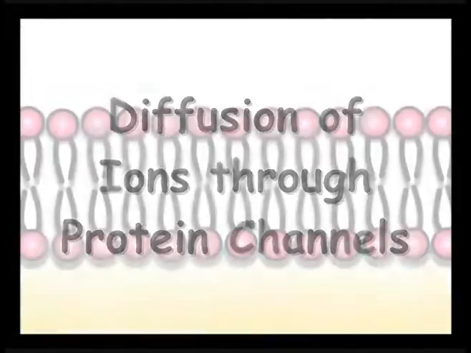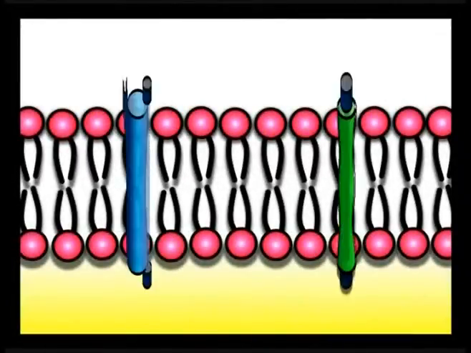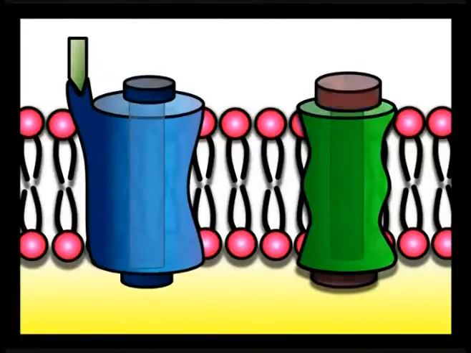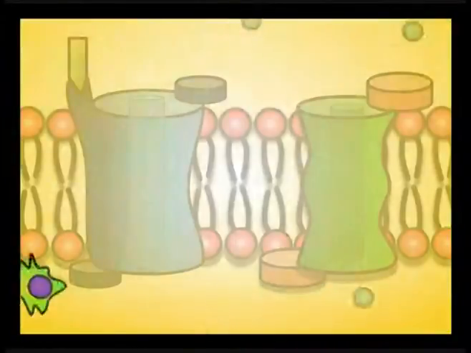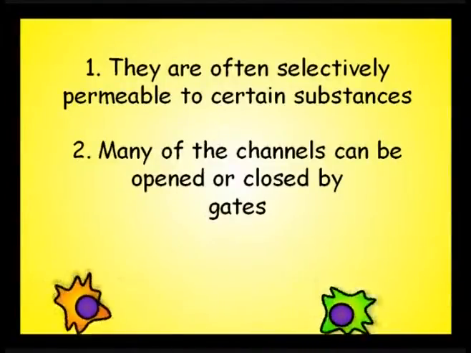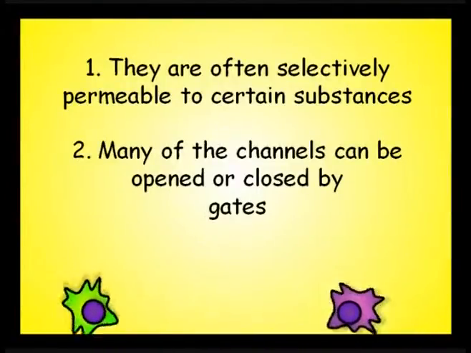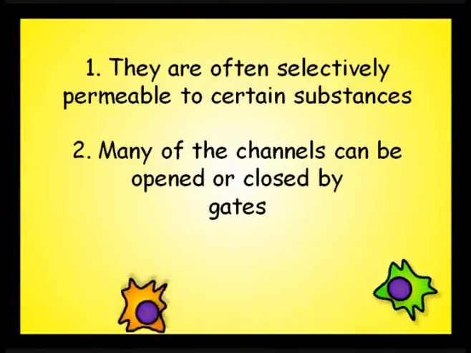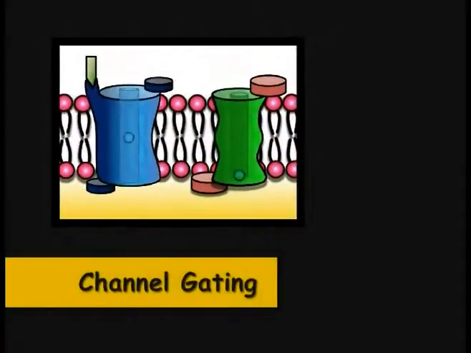Ions diffuse across the membrane via the integral proteins known as channels. The selectivity of channels is dependent on their diameter and electrical charge. They are distinguished by two important characteristics. Firstly, they are often selectively permeable to certain substances. And secondly, many of the channels can be opened or closed by gates. The process of opening or closing of the ion channel is known as channel gating.